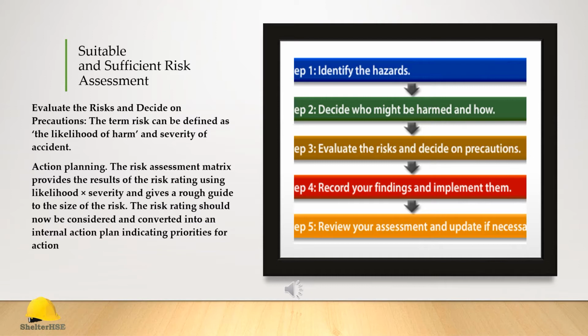Evaluate the risks and decide on precautions. The term risk can be defined as the likelihood of harm and severity of the accident. Action planning. The risk assessment matrix provides the results of the risk rating using likelihood times severity and gives a rough guide to the size of the risk. The risk rating should now be considered and converted into an internal action plan indicating priorities for action.